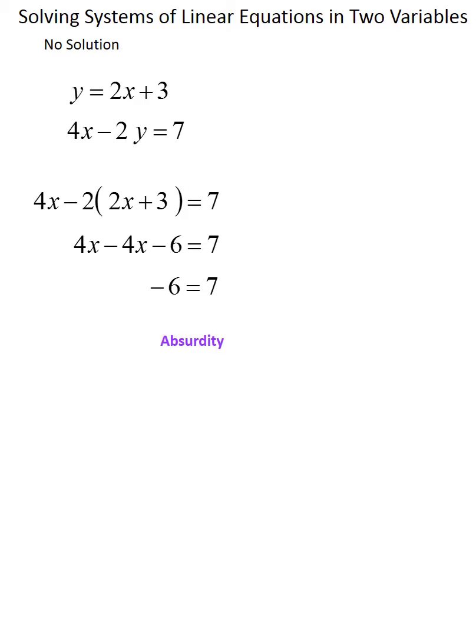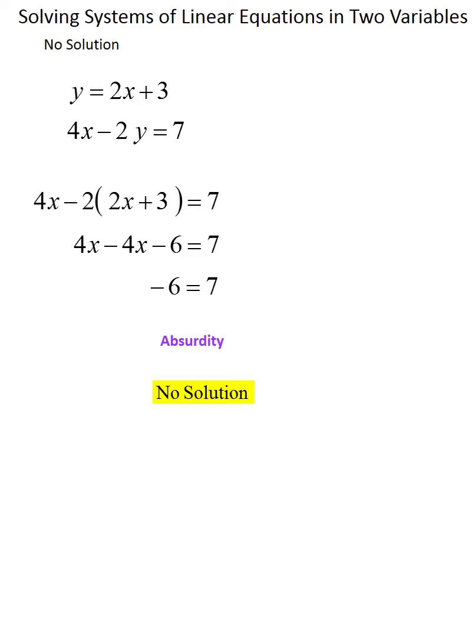In mathematics, we call this an absurdity. It's a statement that can never be true. And when solving a system of equations leads to an absurdity, that tells us that the original system of equations had no solution. In other words, this system of equations can't have a solution because if it did, we would be able to prove that -6 equaled 7, which of course it doesn't.